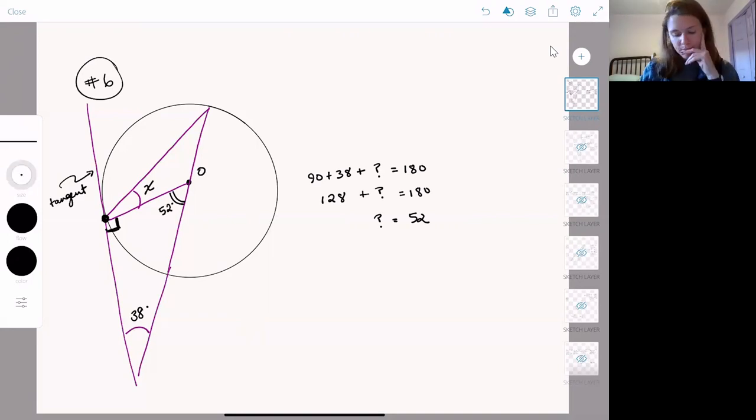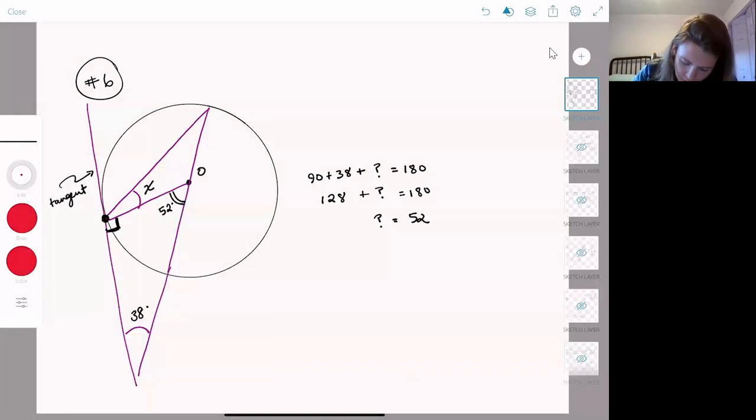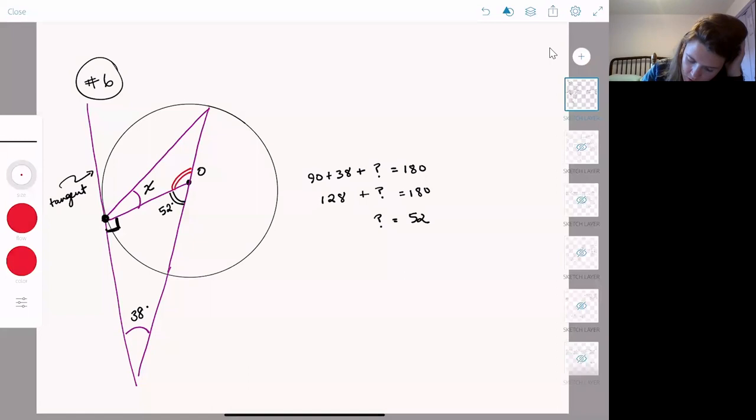Okay, now that I know that, I can decide that this angle here, plus the 52, is going to have to equal 180. So it is going to be 128 right here. Okay, I'm getting a little bit closer.